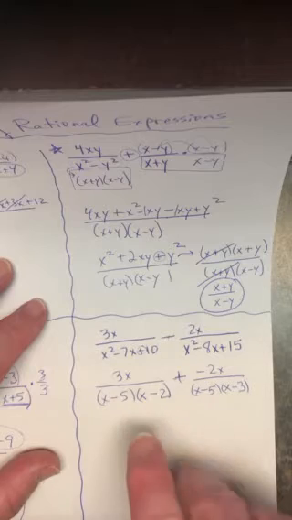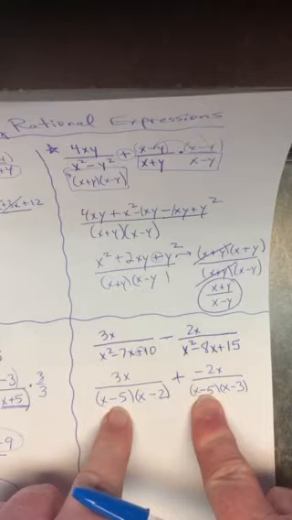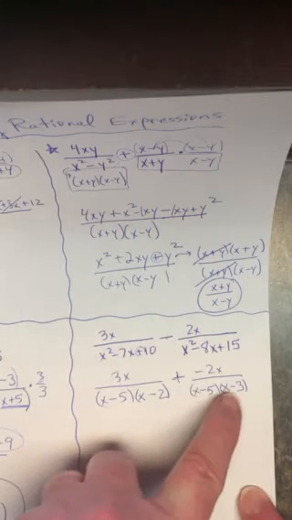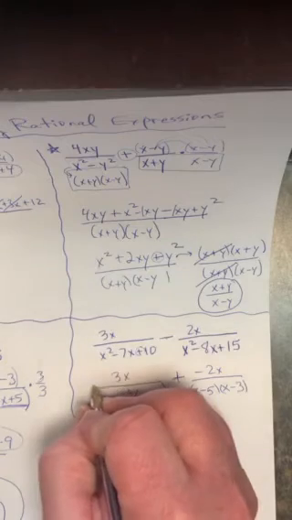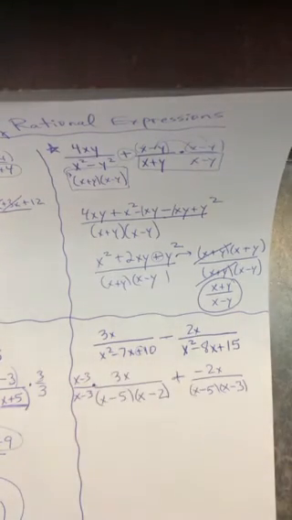The question is, how are they different? Well, they obviously both have an x minus 5, don't they? What does this first denominator not have that the second one does? Well, he doesn't have a what? An x minus 3. So I multiply him by x minus 3 over x minus 3.